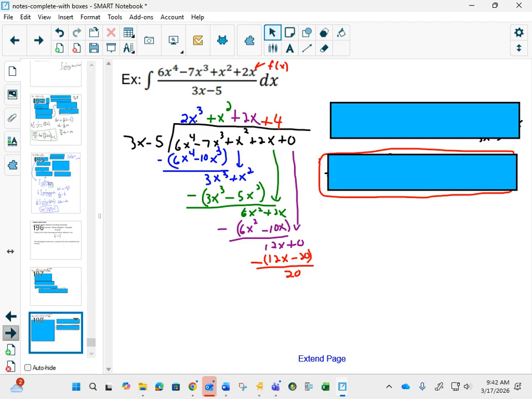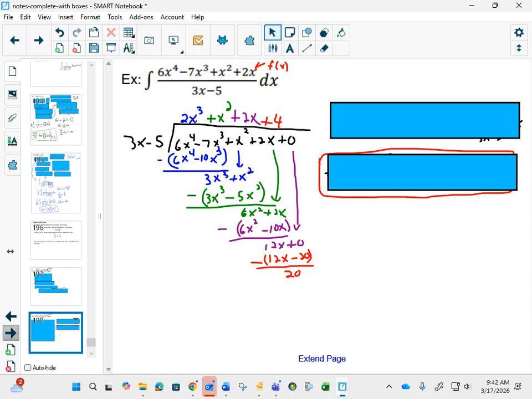I don't mind reviewing the long division here as well. So again, how do we do long division? For the blue, we're saying, what would I need to multiply the 3x by to get 6x to the 4? I'd have to multiply by 2x cubed. Then I multiply and distribute: 2x cubed times 3x is 6x to the 4, 2x cubed times minus 5 is minus 10x cubed, put it in brackets and subtract. Bring down the next number.